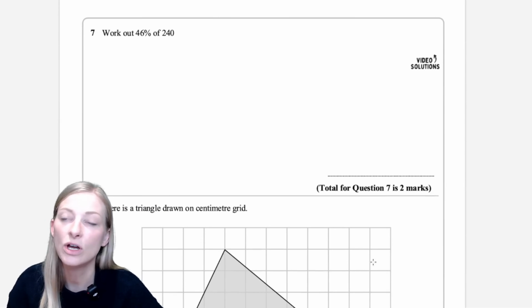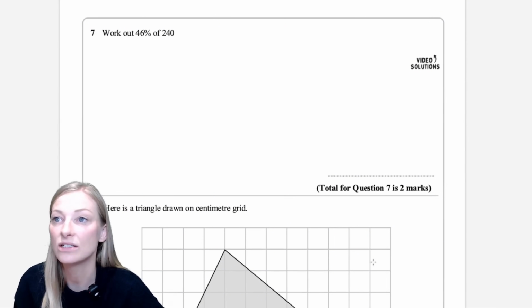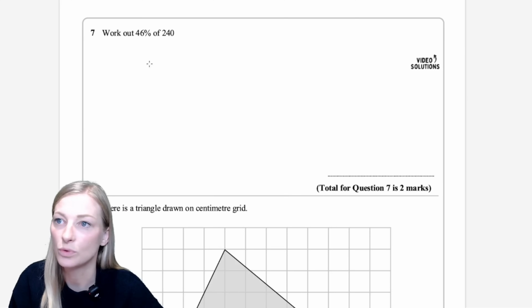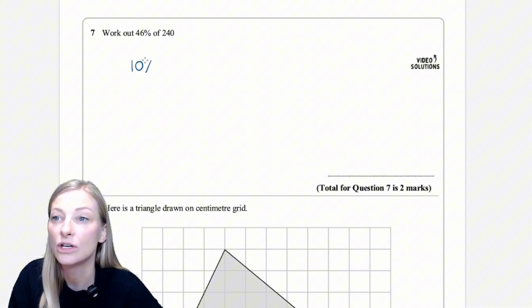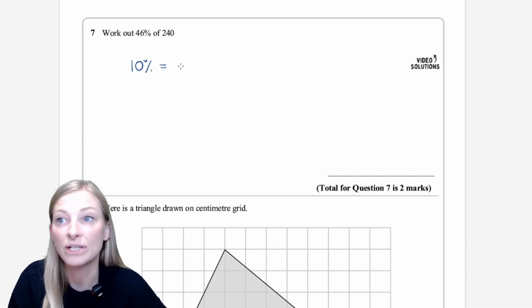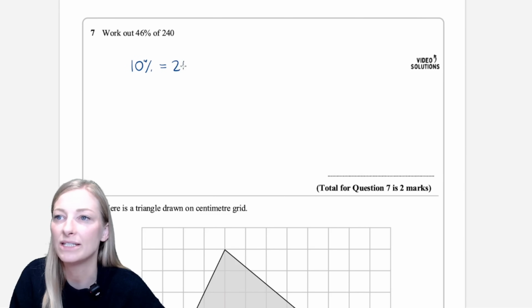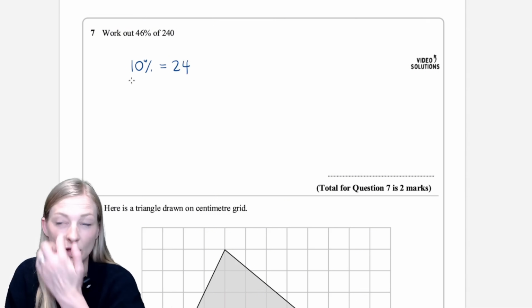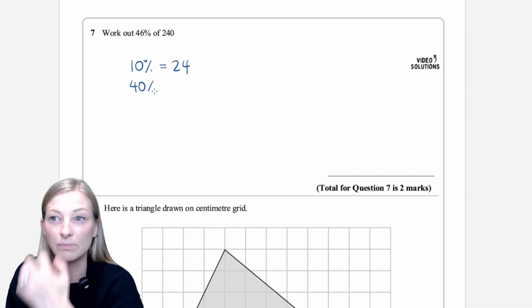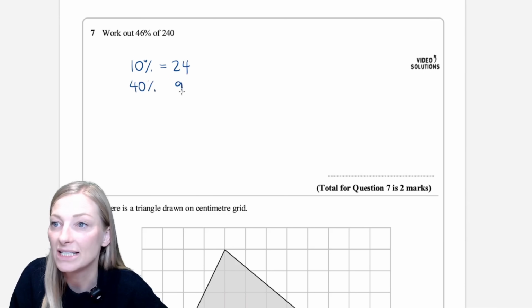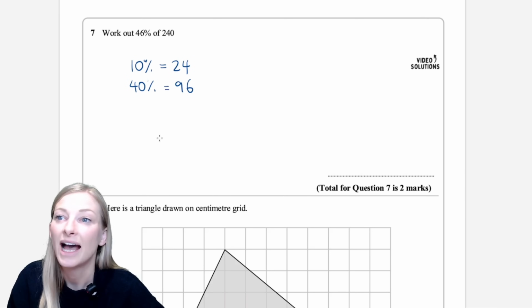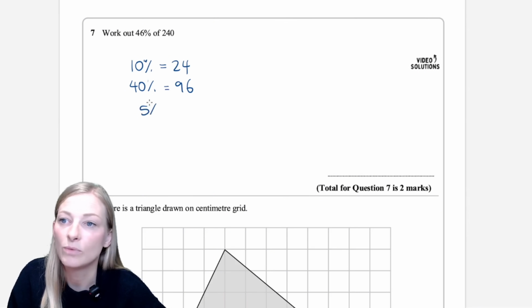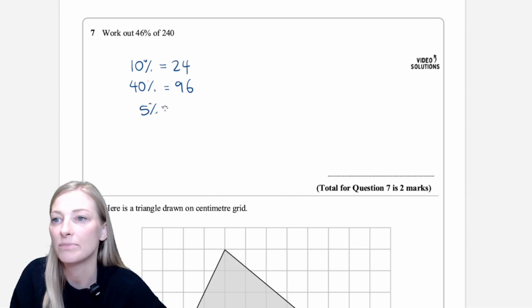Question number 7, work out 46% of 240. So 46% of 240, you might feel happiest doing this without your calculator. 10%, we would get that by dividing by 10. So 10% would be 24, and you could do 4 of those. So 40%, if we multiplied that by 4, would be 96. And then you could get 5%, we would get that by halving 10%, so that would be 12.